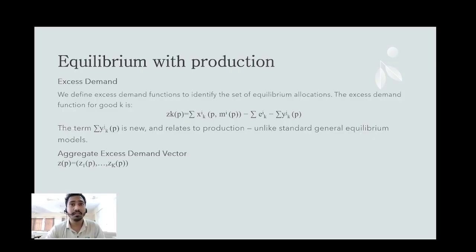That's why whenever z_k(p) is greater than 0, that means the excess demand is greater than 0, so there remains more demand for the good. Or whenever z_k(p) is less than or equal to 0, that means there is excess supply. So in the next class I will talk about the excess supply and excess demand. So thank you.